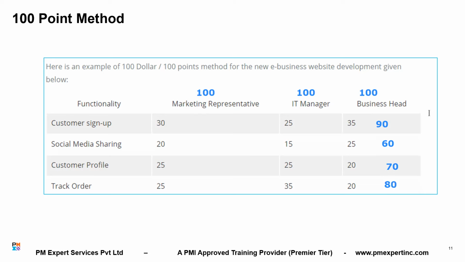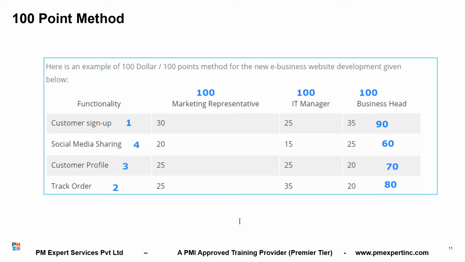Now, who is rank one? Customer sign up is rank one. Who is rank two? Track orders is rank two. Who is rank three? Customer profile. And the last one is social media sharing. So we got almost the same result as in the previous method. This method is called the $100 or 100 point method.